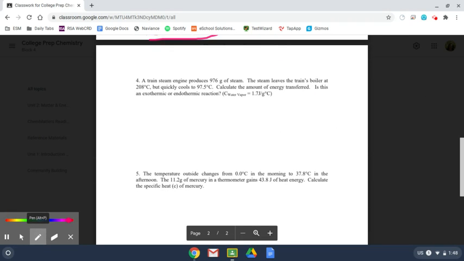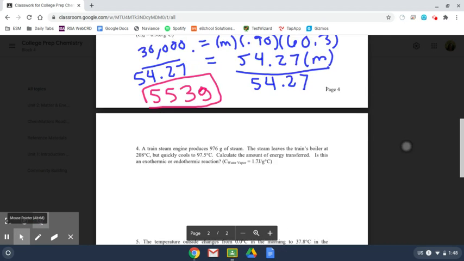Here we go. A train's steam engine produces 576 grams of steam. The steam leaves the boiler at 208 degrees Celsius, but quickly cools to 97.5. Calculate the amount of heat transferred. Is it X? Oh, I forgot. Let me go back for a second.